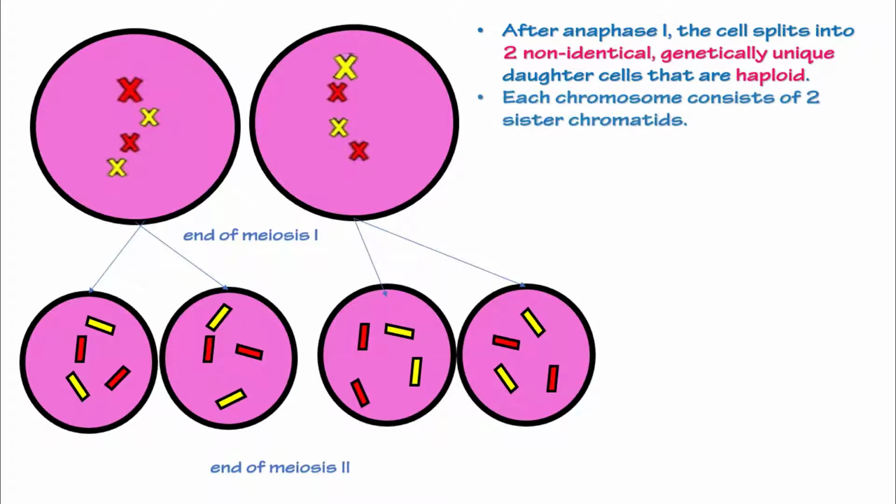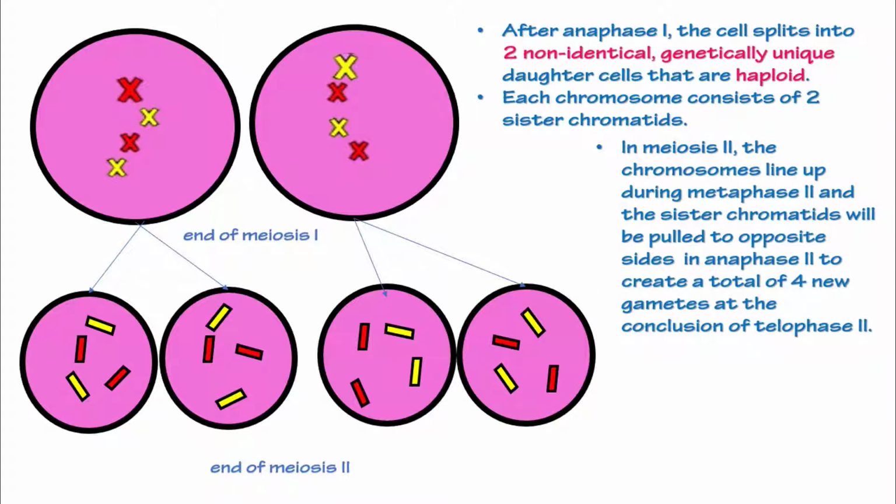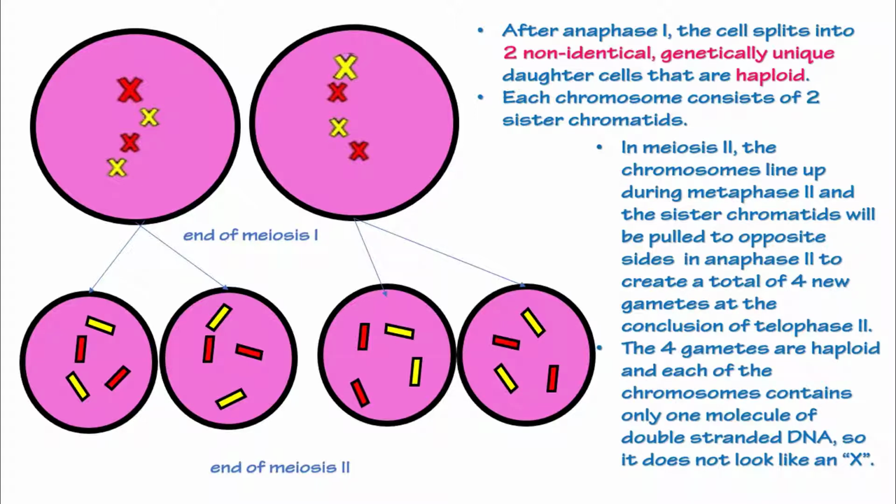Each chromosome consists of two sister chromatids. In meiosis 2, the chromosomes line up during metaphase 2, and the sister chromatids will be pulled to opposite sides in anaphase 2 to create a total of 4 new gametes at the conclusion of telophase 2. The 4 gametes are haploid, and each of the chromosomes contains only one molecule of double-stranded DNA, so it does not look like an X.